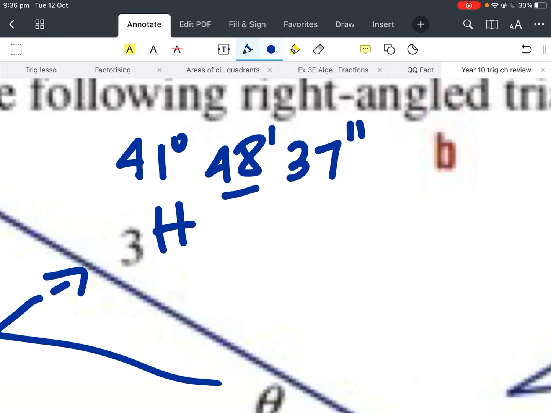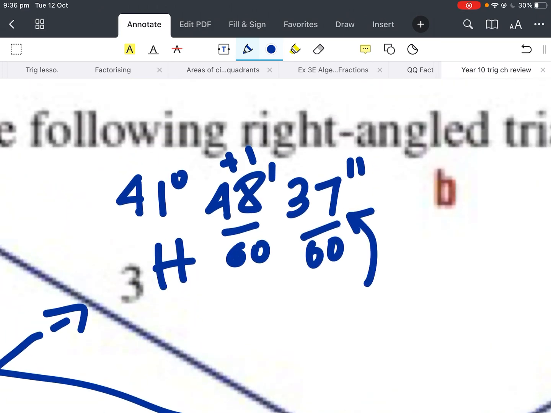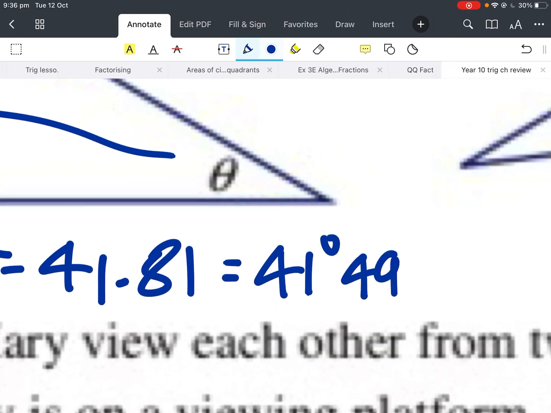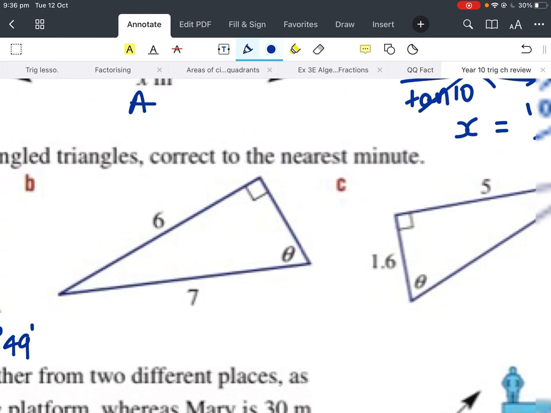Now, just like time, these guys are out of 60. So what's half of 60? Hopefully you said 30. So if this number is over 30, you actually have to add 1 to this one and round it up. So my answer actually becomes 41 degrees and what's 48 plus that 1? 49 minutes.